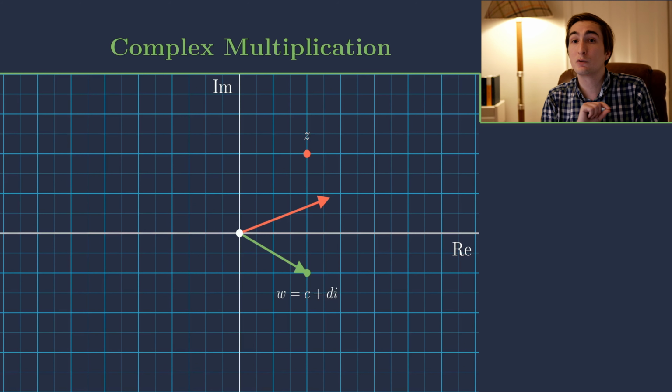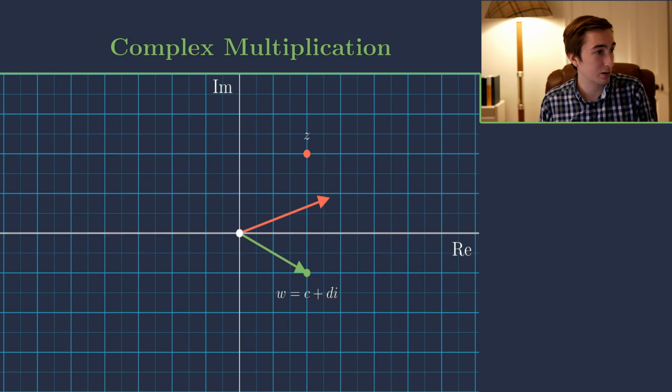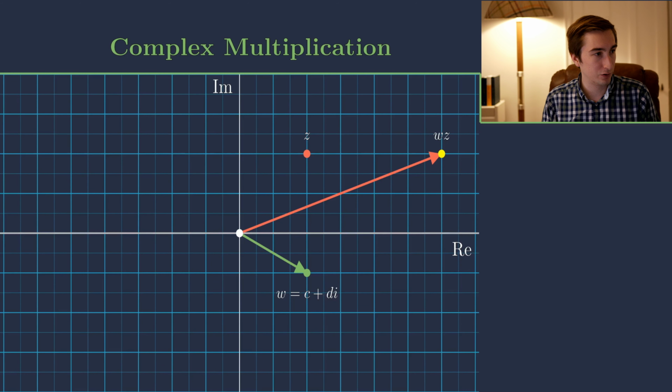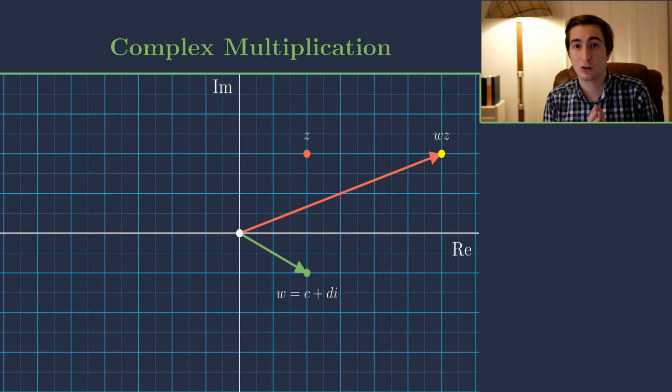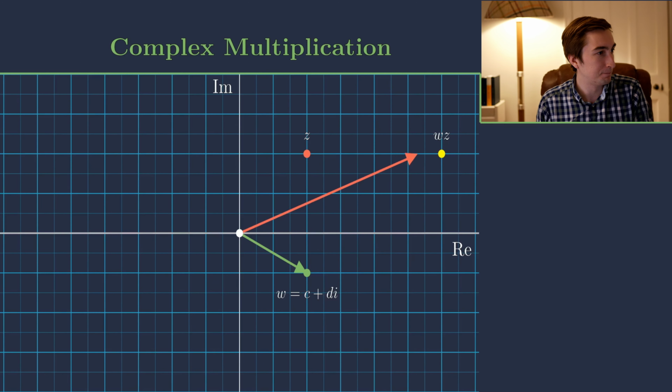So that's our first thing, and then we want to stretch it by the modulus of w. In other words, that takes our vector up to here. And we're going to label this point here. This is w times z, and we're going to leave that yellow dot there. So that reminds us of how we constructed w times z using this rotation and stretching picture, in other words, using this polar form picture.